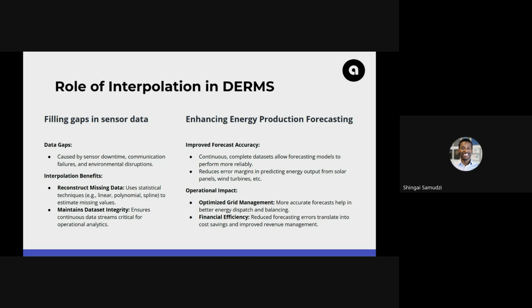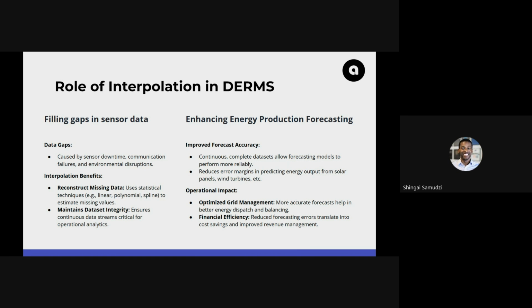Now, the other role of interpolation is really around enhancing the energy production forecasting that you're able to generate. So the forecast accuracy is of central importance if you're an energy trader, or if you're an IPP that's selling electricity to aggregators who are going to sell it on.